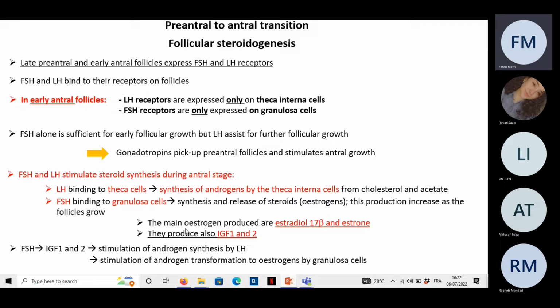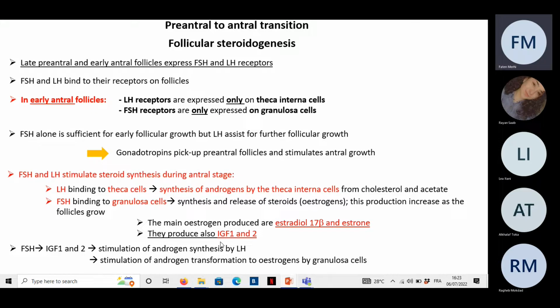Okay. Now the main estrogens produced are the estradiol 17 beta and the estrone, but also those granulosa cells, under the action of FSH, can produce the insulin-like growth factor 1 and 2. Okay, and those IGF-1 and 2 act in a paracrine way on the theca cells, and they will induce the synthesis of androgen by those theca cells.